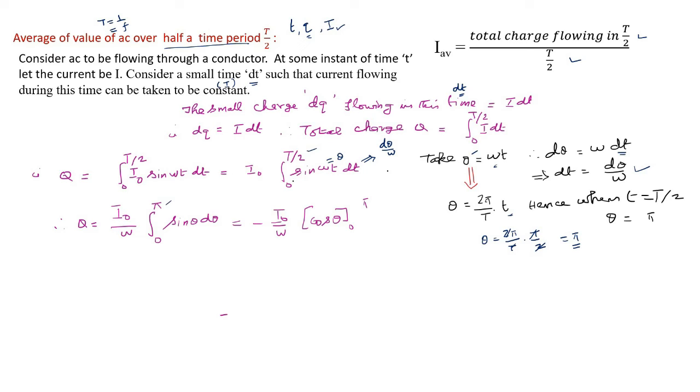For this omega t, we put theta. For this dt, we substitute d theta by omega, and that omega has been taken outside. Now when you integrate this, you will get minus cos theta. The upper limit is pi, the lower limit is 0. So you will have to evaluate the definite integral.